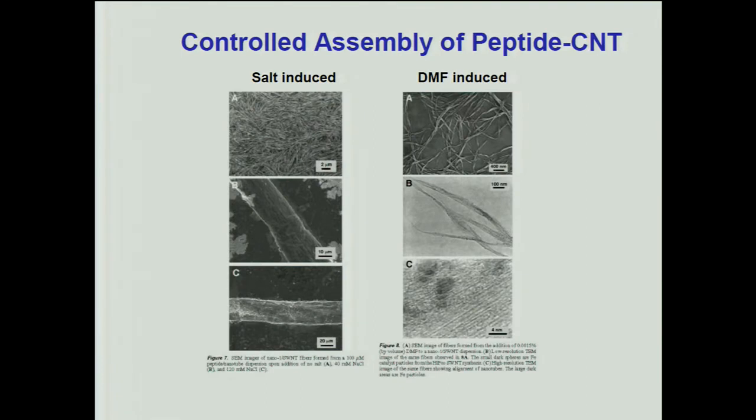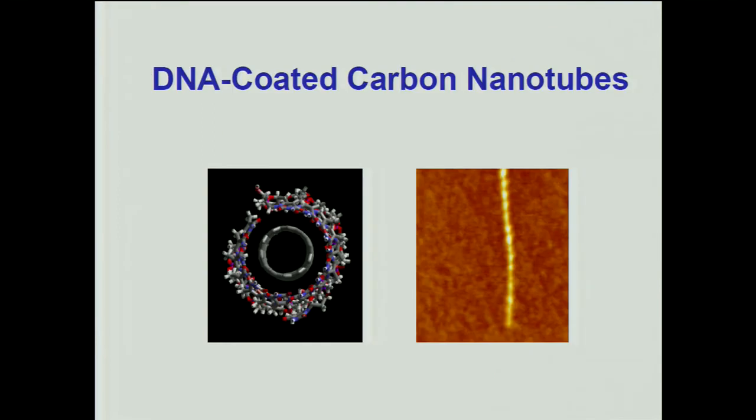Then they have tested when you put in a salt or you have it with DMF. Carbon nanotubes, when you put salt, if you haven't noticed, it fluoresces. So if you put a solution, if you know it is carbon nanotube, you add some salt, if you shine light on it, you would see some bright spots show up. So their basic idea was to see if there is a change in the carbon nanotube with the peptide.